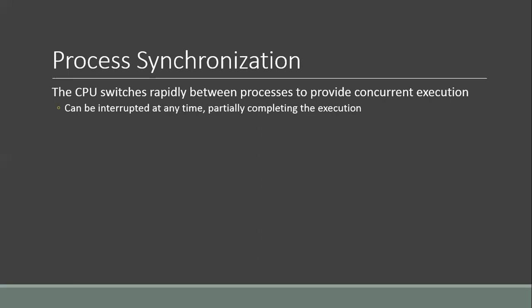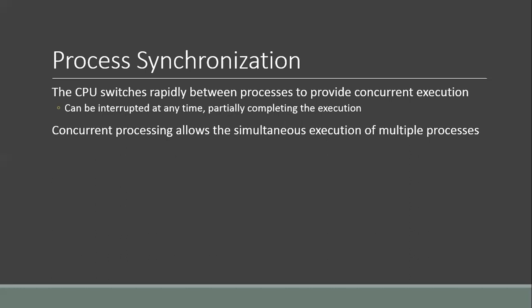This rapid switching of the CPU from one process to the next process is known as concurrent processing. Concurrent processing allows the simultaneous execution of multiple processes. That is, multiple processes can progress in their execution at the same time.